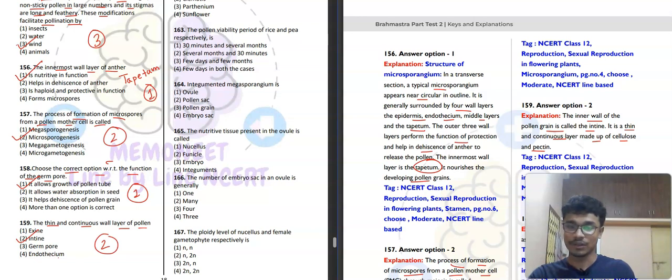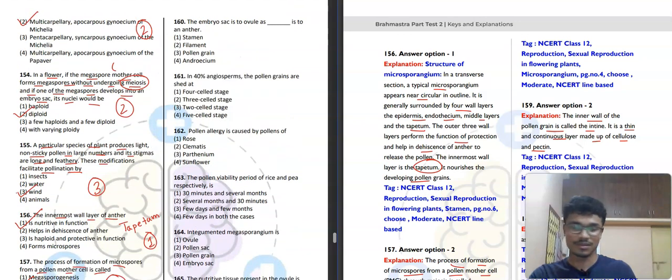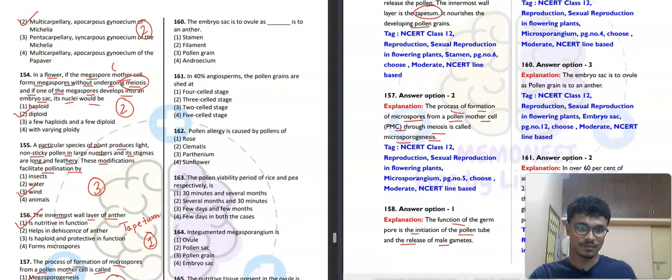And here we know that endothecium is not applicable for pollen, it is applicable for anther. So it is an anther wall layer. Now moving towards question 160. Yes, so this is a fill in the blanks type of question. You can see, very easy.